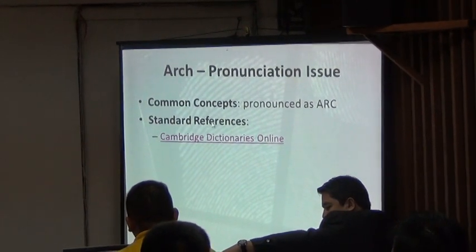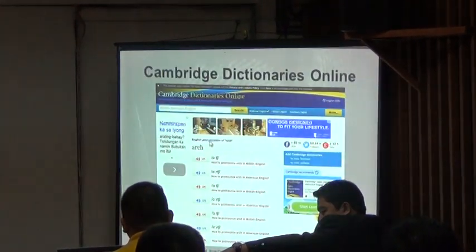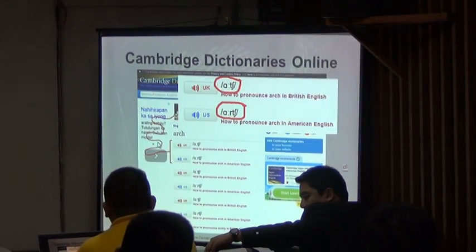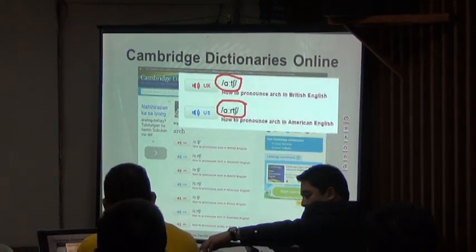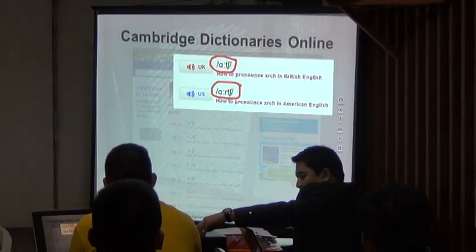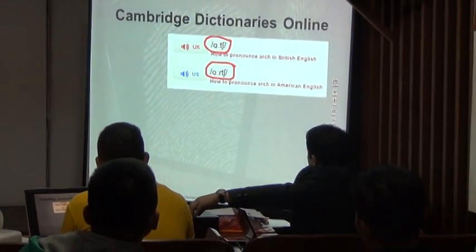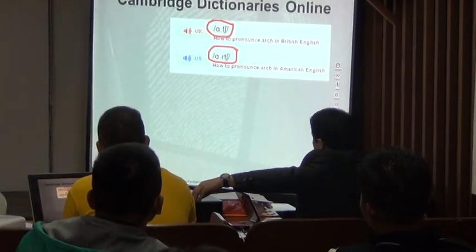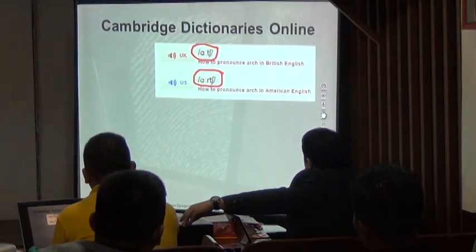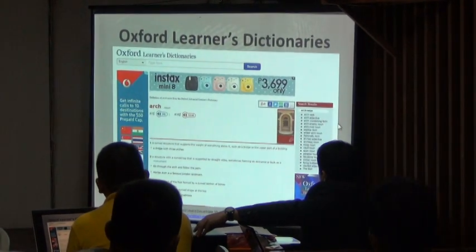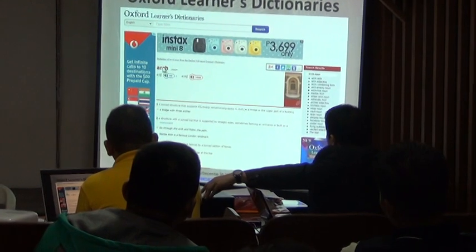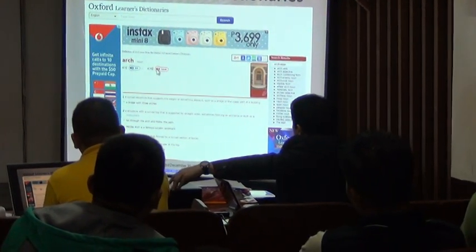First, on the Cambridge dictionaries online. Click, sir. Among the British, it is pronounced as arch, while the Americans will pronounce it as arch. What about the Oxford dictionary? Same. Please click, sir. Click. Yes, press.